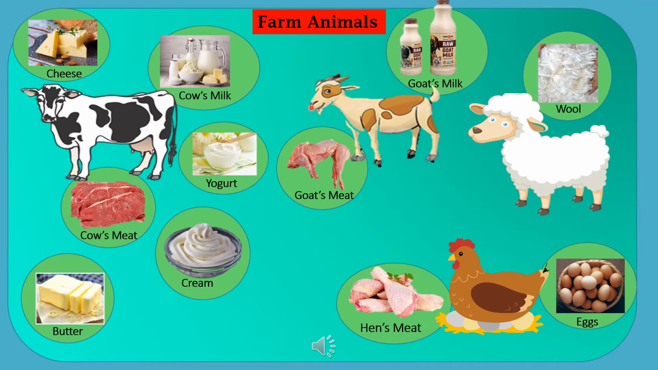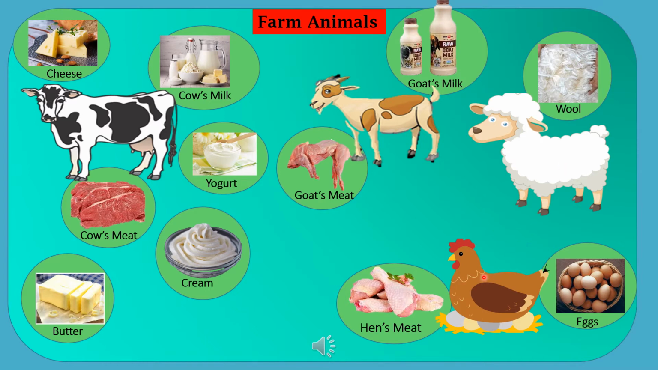In the same way, I have pasted a picture of another useful farm animal, the goat, and the goat gives us milk and meat also. The goat's meat is called mutton. So you eat mutton, which is goat's meat. Next is the sheep, and we get wool to make woolen clothes from this sheep's skin or hair. So this is the sheep, and it is wool we can get from the sheep.